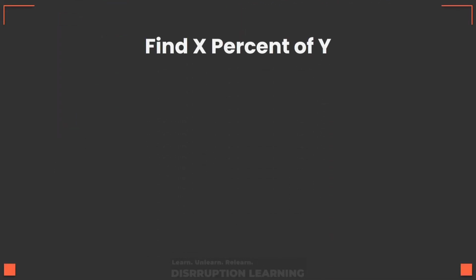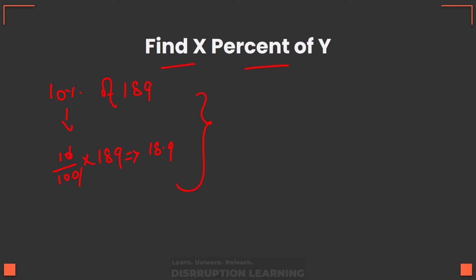Now the first application is finding x% of y. We'll take an example to learn this application. Let's say someone asks you to find 10% of 189. We know that 10% is 10 by 100, and we simply multiply this with the required number. So this is 10 by 100 into 189, and this turns out to be 18.9. Plain and simple, nothing really tough or advanced in that.